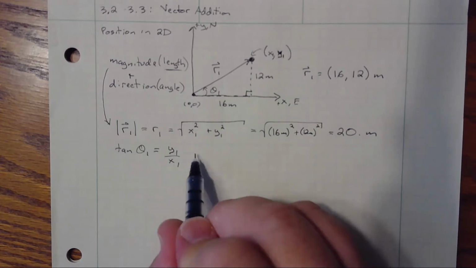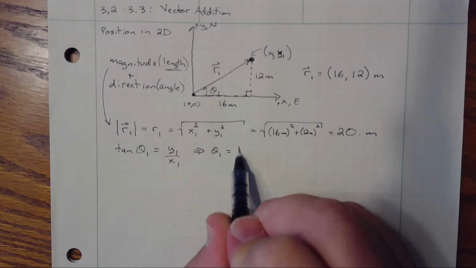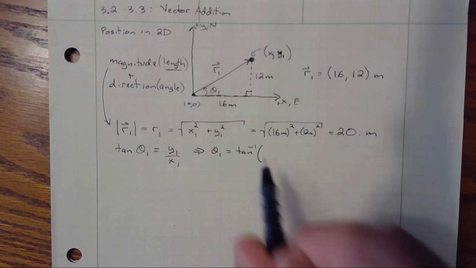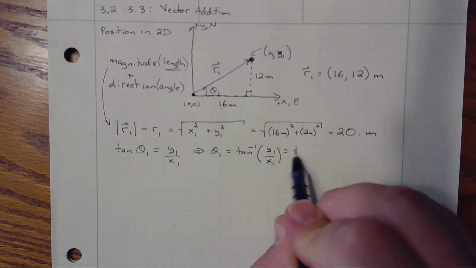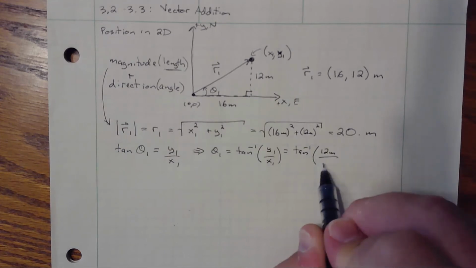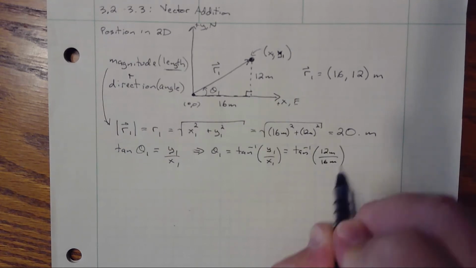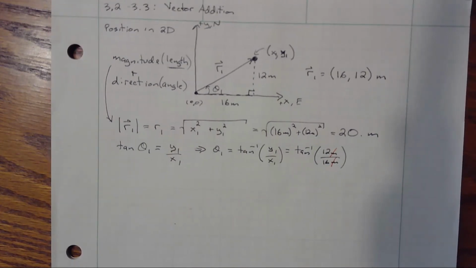But here, if I'm solving for theta 1, I have to take the inverse tangent of y1 over x1. So inverse tangent of y, which is going to be 12 meters divided by 16 meters. Notice that I have plugged in those quantities with units, but I have meters divided by meters, and those units are always going to cancel out.